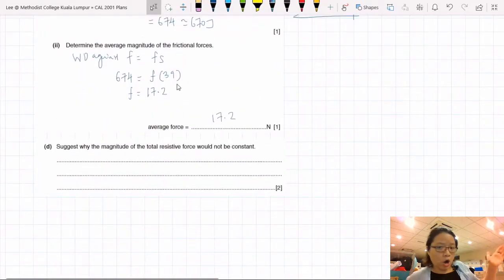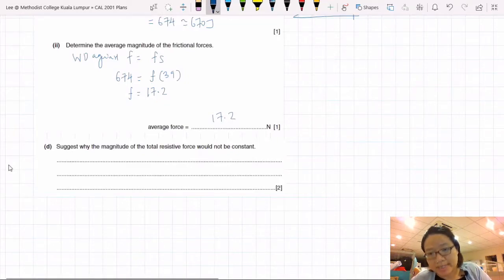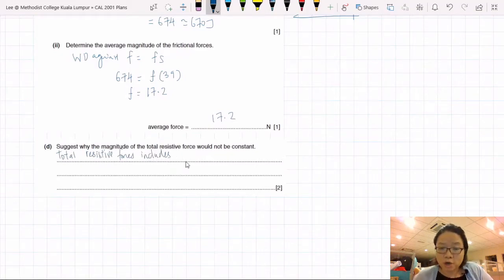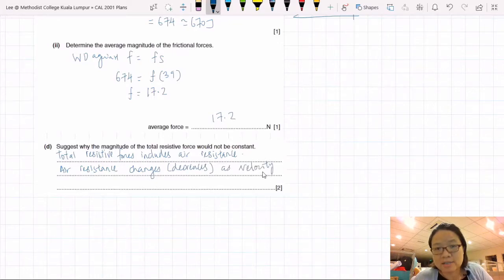So you're adding on the KE side. Okay? Again, DM me if you need help with this part. So suggest why the magnitude of the total resistive force will not be constant. As I said before, drag force is like their favorite child. The total resistive force here includes air resistance, and the air resistance will decrease as the velocity decreases.